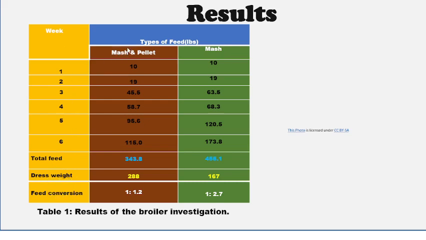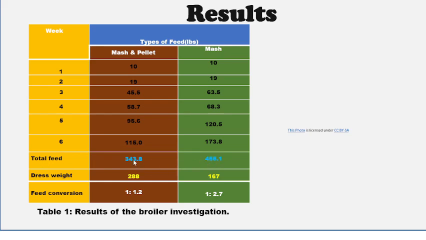Now for column 2, we have the result from the set of birds that were fed on mash and pellet. These birds were fed on mash for the first 2 weeks and pellet from 3 to 6 weeks. While in column 3, we have the set of birds that were fed on mash only for weeks 1 to 6.